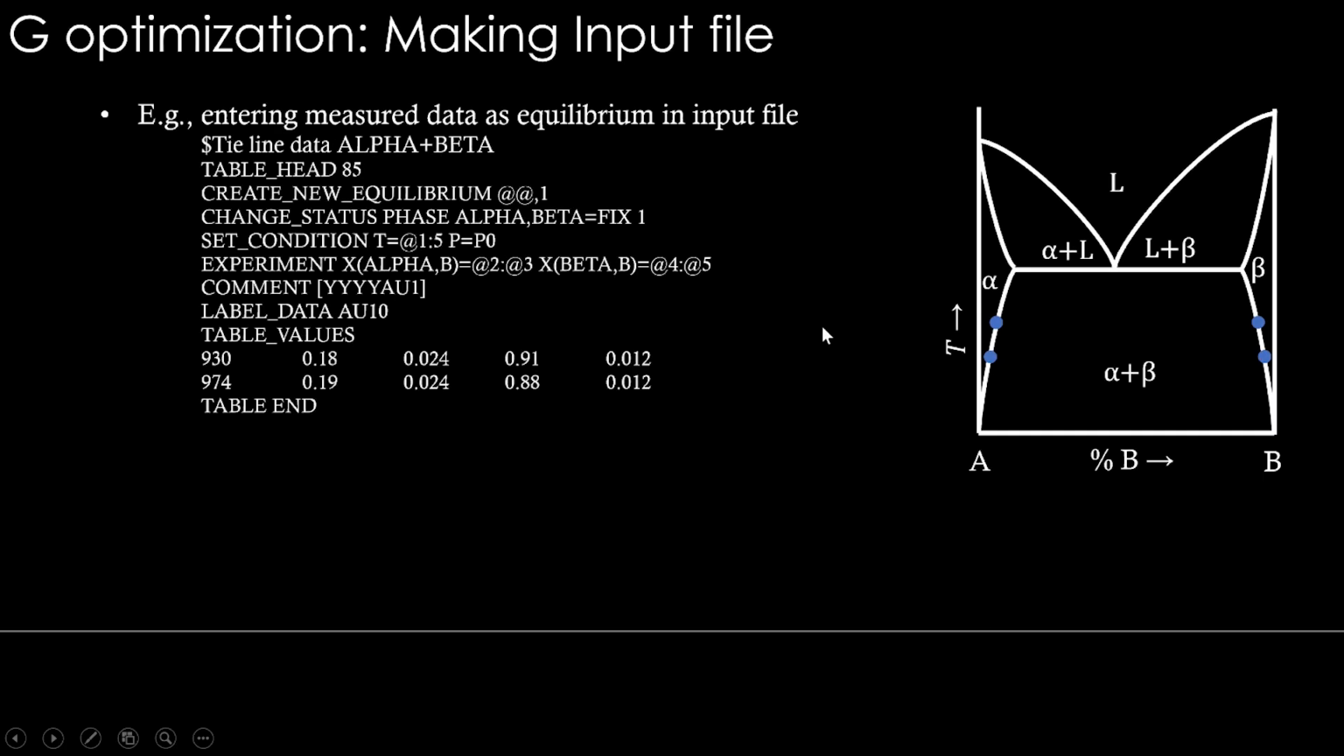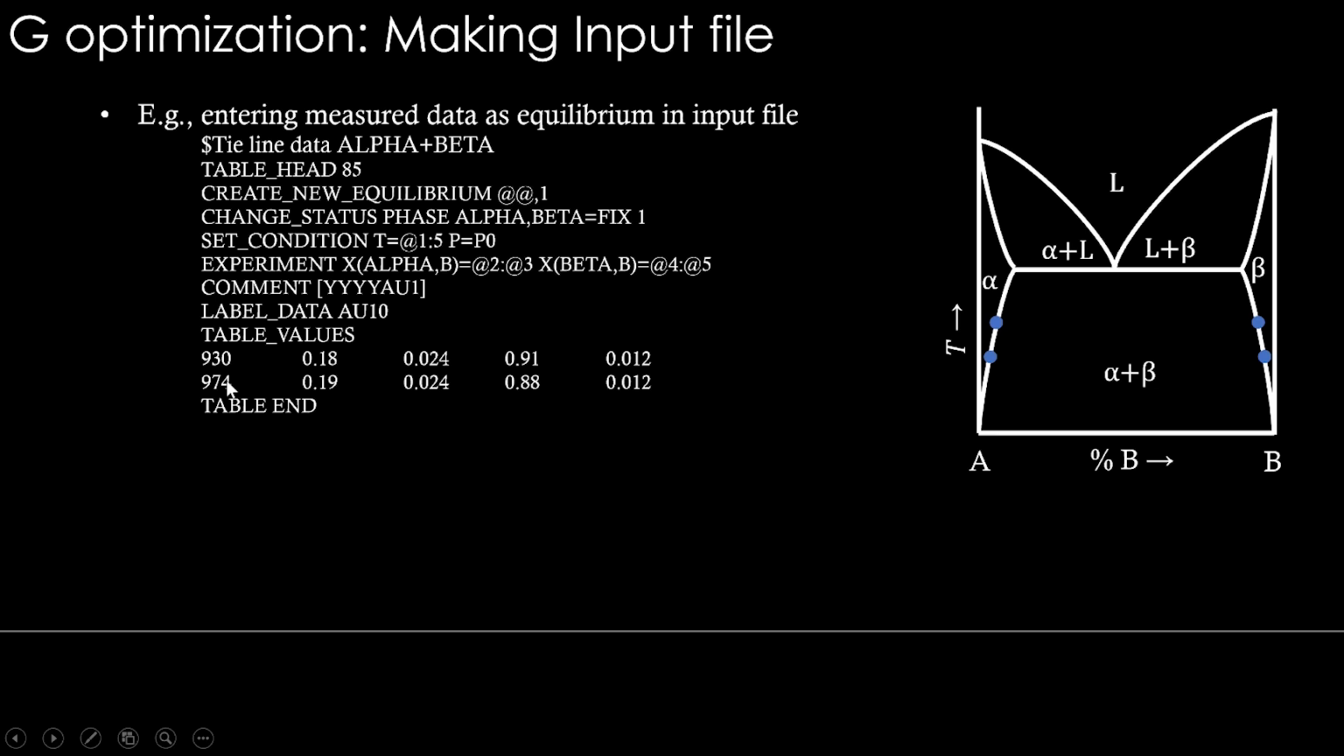Let's see that. This is basically the structure from the pop file itself. So tie-line data of alpha plus beta is entered. This dollar symbol tells you that this is a sentence written for your reference, and it is not a syntax or command to execute anything. Then we start entering this data. Let's say these are two different temperature data: one is at 930 and another is 974 Kelvin.